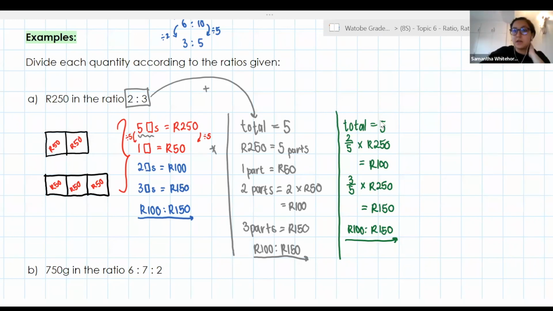So question B is asking you to divide 750 grams in the ratio 6:7:2. So I've left the 3 methods up there so that you can see how we did the last one. So you can refer back to it. Give it a try. Let's see what you come up with.